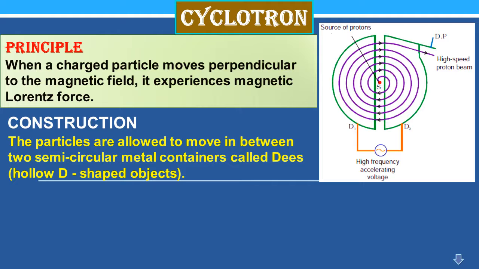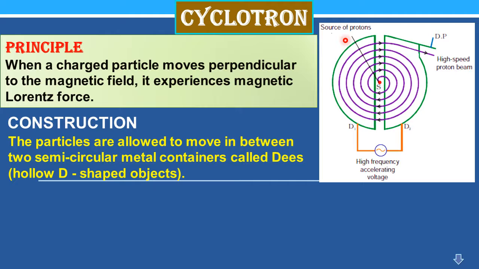Students, you can see the plan diagram of a cyclotron here. The particles are allowed to move in between the two semicircular metal plates. These are the two semicircular metal plates, and these metal containers are called Ds, hollow D-shaped objects. These Ds are enclosed in an evacuated chamber.